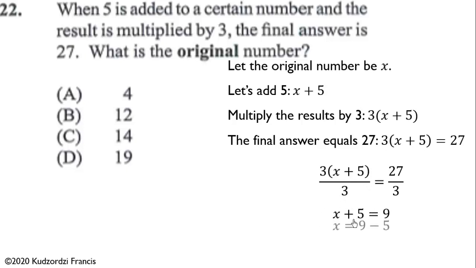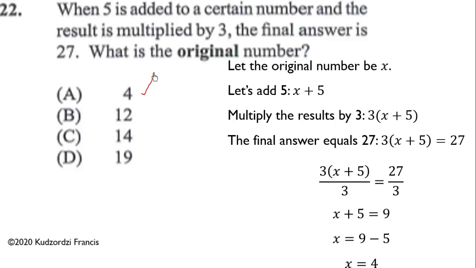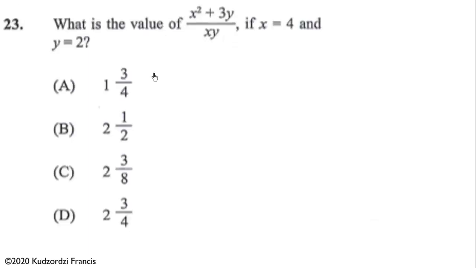Now let's subtract 5 from both sides. If we simplify 9 minus 5, we get 4. Therefore the correct answer is A. Now let us proceed to question 23. What is the value of x squared plus 3y all over xy if x is equal to 4 and y equal to 2?